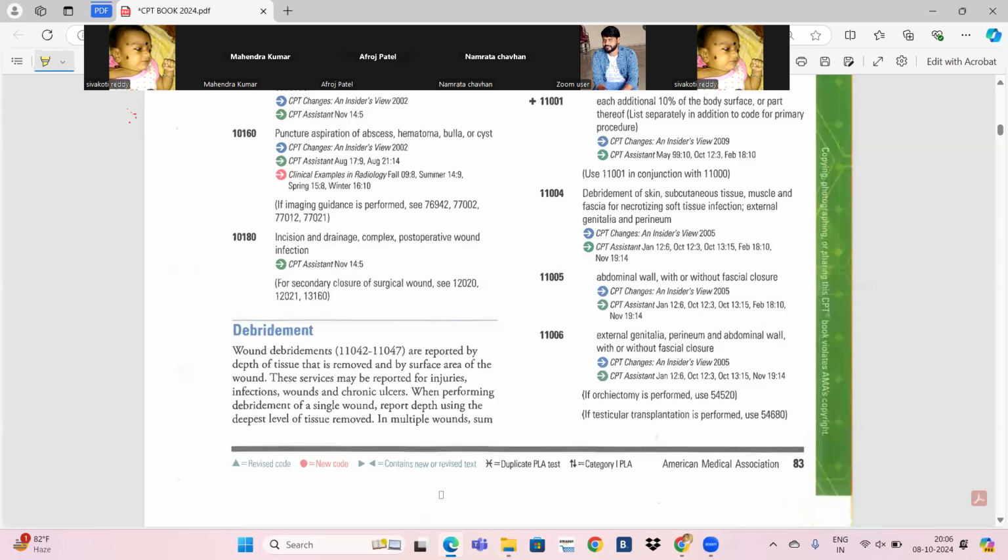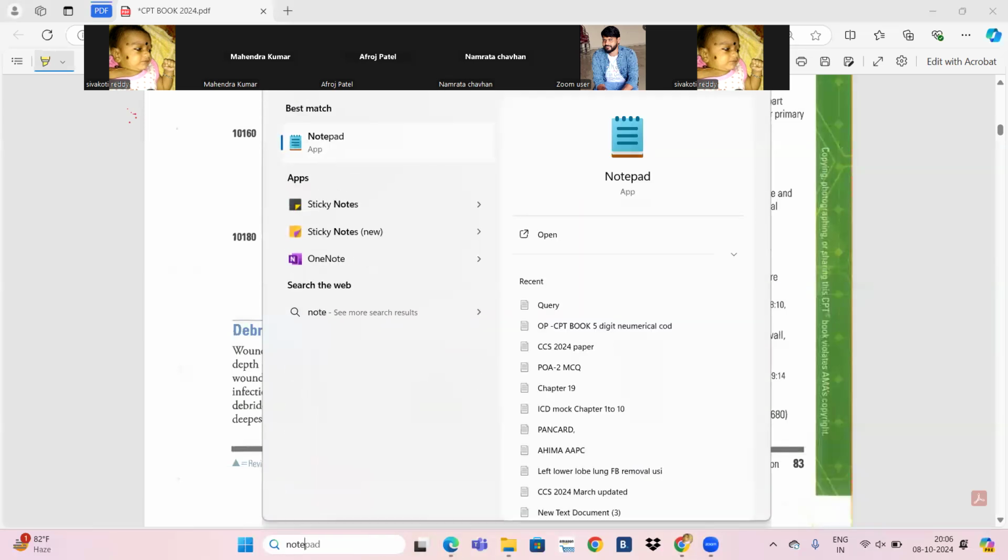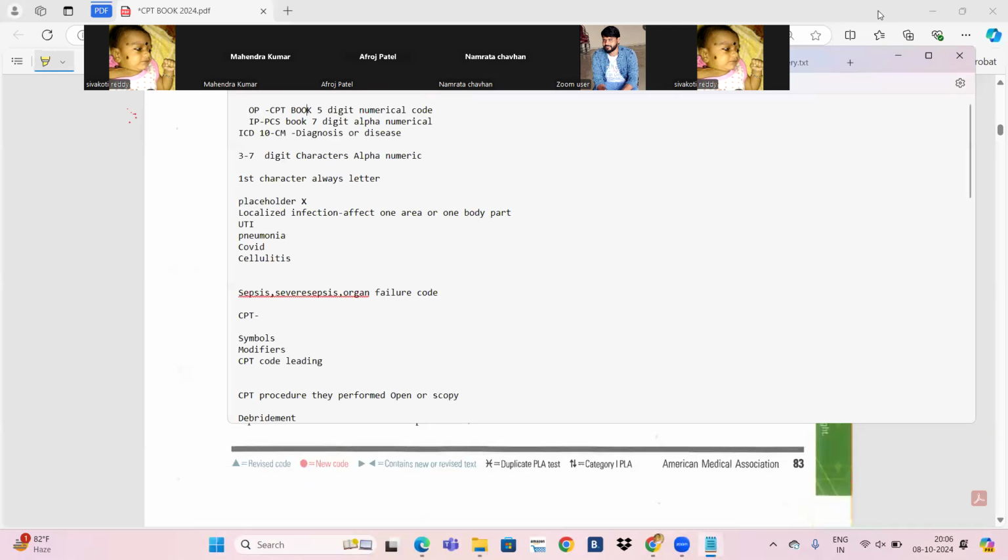So when you are coding excisional debridement, by using scalpel or knife, first thing, remember, you need to check the depth of the wound. At what level they did debridement. Depth of the wound. In this concept, you will get one multiple choice question.